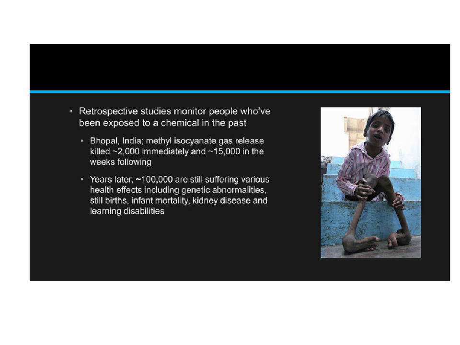It caused blindness and respiratory distress immediately. You'll see people in your book sitting with their eyes bandaged. That is the result of the gas. So years later, even now, up to 100,000 people are still suffering various health effects, including genetic abnormalities, an increase in stillbirths, an increase in infant mortality, kidney disease, and learning disabilities due to the damage that this release of methyl isocyanate caused in the population. Terrible, terrible, terrible disaster. It happened in 1984, and people are still seeing the effects of it.